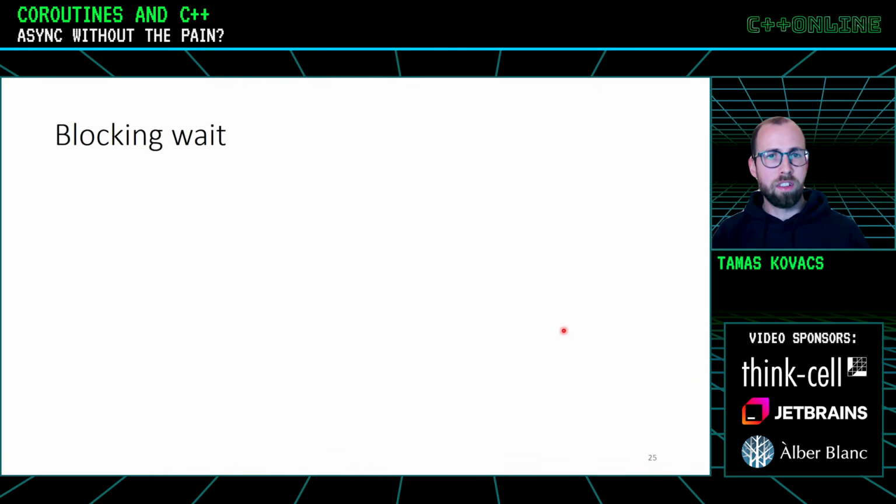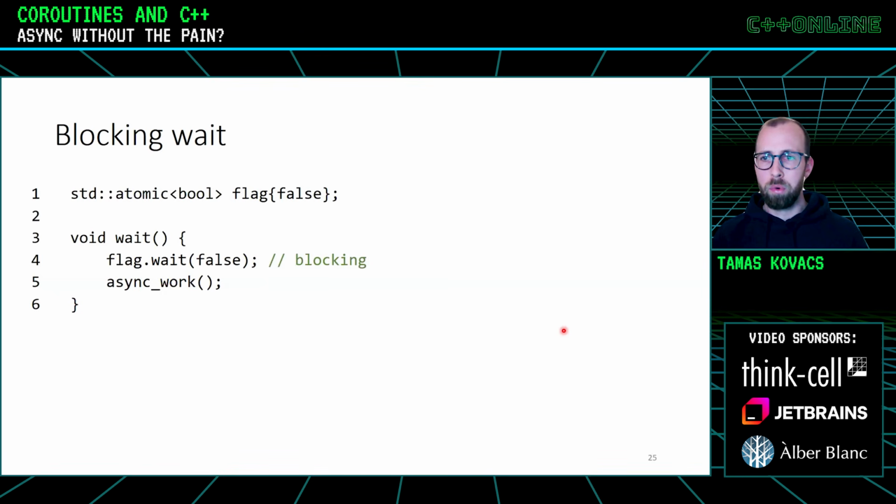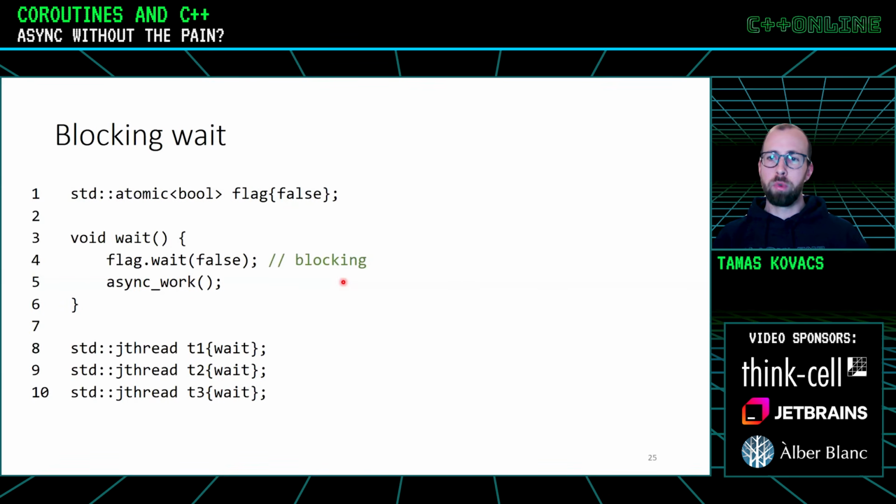This is a blocking wait for the first event. So this is going to be a traditional blocking model. We have a std atomic bool, and we call a flag wait on this, which blocks the operating system thread until we change the value. And this thread cannot do anything else. After we set this event, we simply do some async work. That's fine. If we want multiple waits to happen concurrently, we need multiple threads for that. So 3 concurrent waits require 3 OS threads.